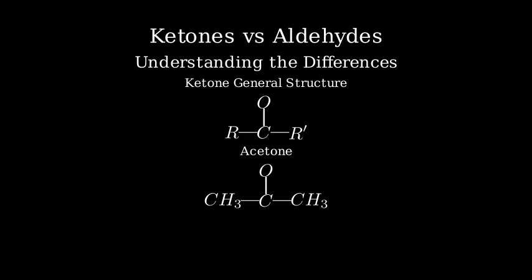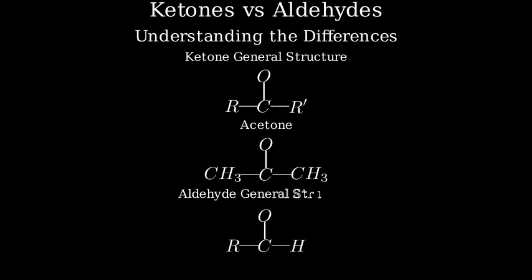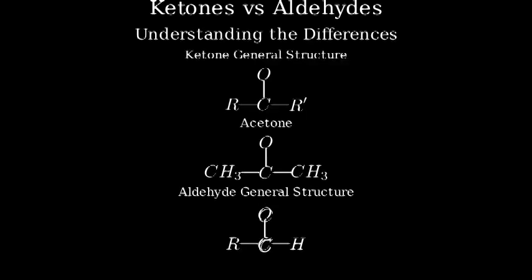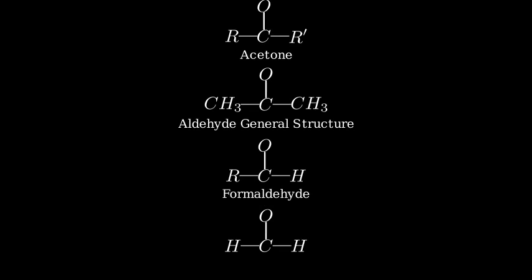Now, let's look at aldehydes. An aldehyde also has a carbonyl group, but one of the groups attached must be a hydrogen atom. The simplest aldehyde is formaldehyde, which has hydrogens on both sides of the carbonyl carbon.